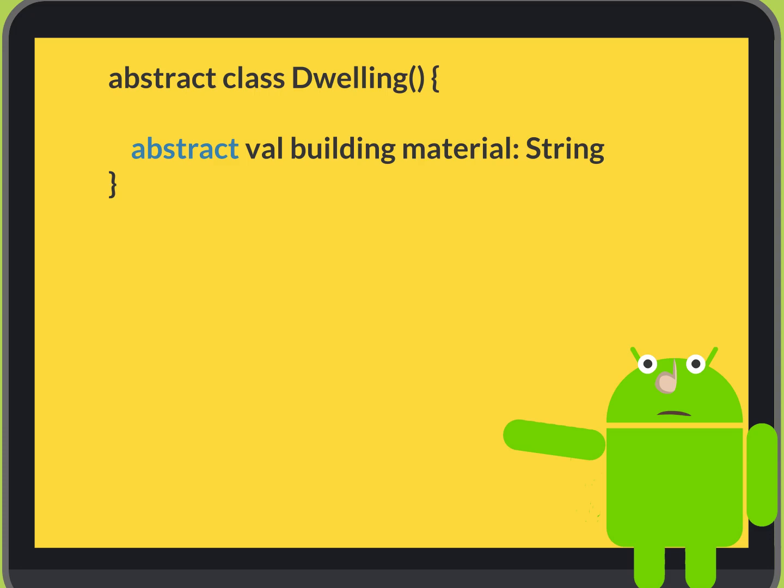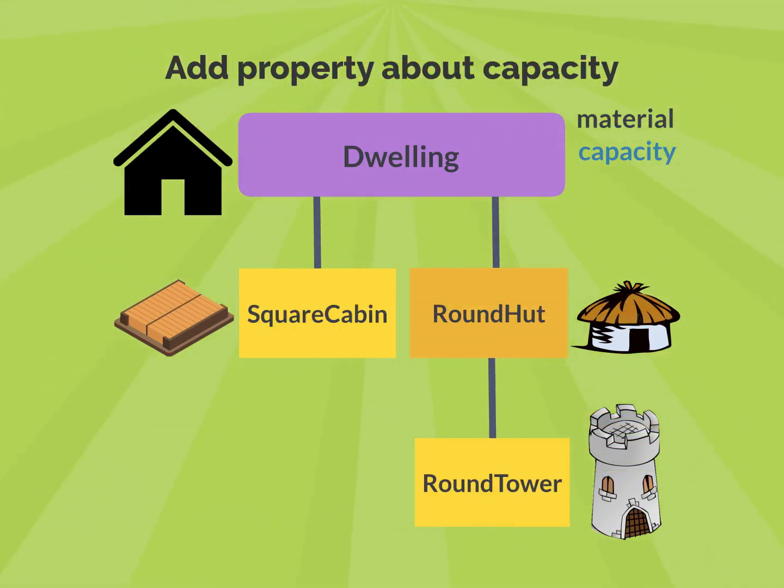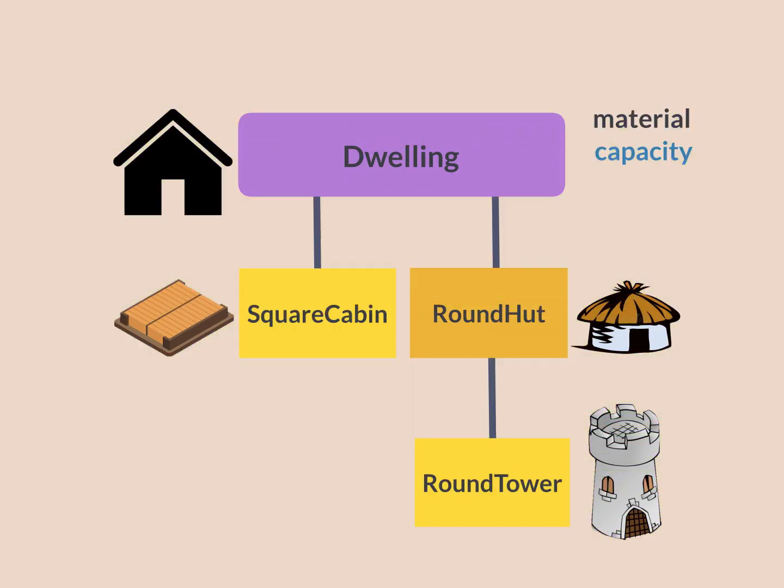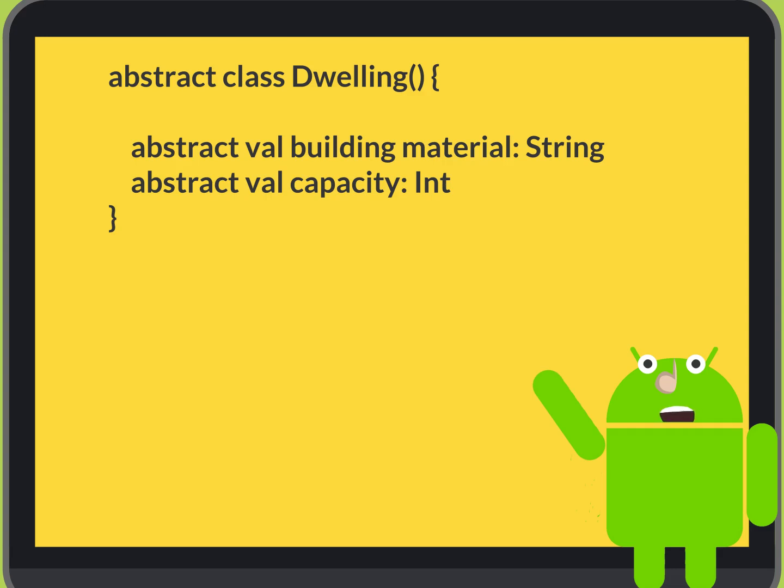2. Add the abstract keyword to the variable definition. As the error message suggests, you can add the abstract keyword as a prefix to your building material declaration to indicate that the property will not be defined here. Add property about capacity. Another property of housing is capacity, which is how many people can live in the house. In dwelling, add an abstract integer val called capacity.